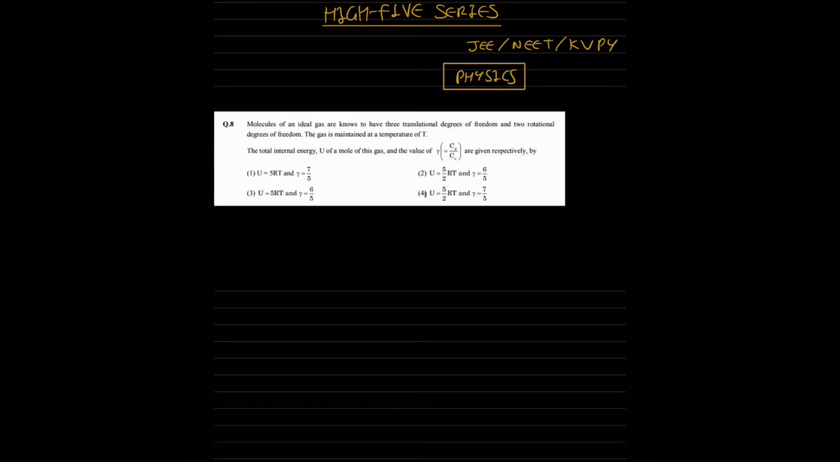So in this question, we have molecules of an ideal gas which have 3 translational degrees of freedom and 2 rotational degrees of freedom. The gas is maintained at a temperature T, and we are supposed to find the total internal energy for 1 mole of this gas, and the value of Cp upon Cv, that is nothing but gamma. Cp is the specific heat capacity at constant pressure, and Cv is the specific heat capacity at constant volume. This is a very easy question, which we can directly solve by applying the formula.